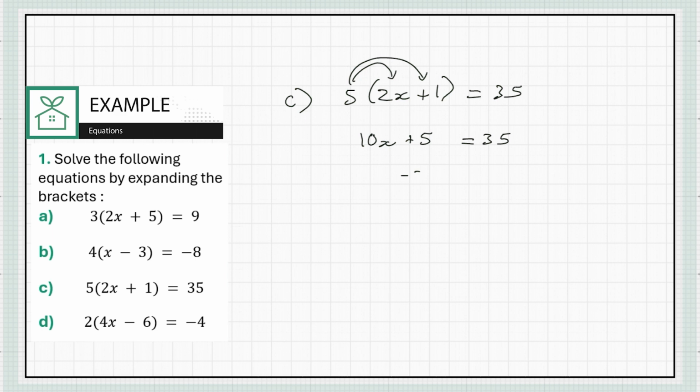Now let's take away 5 from both sides to do the opposite of this particular operation, and we're left with 10x is equal to 35 minus 5, which is equal to 30. Now we just have to divide both sides by our coefficient. Dividing 10x by 10 just gives x, and dividing 30 by 10 gives 3.